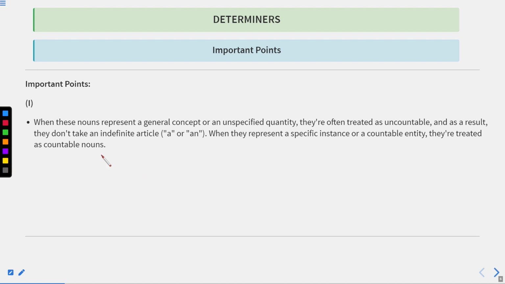Now there are several important points regarding this. When these nouns represent a general concept or an unspecified quantity, they are often treated as uncountable, and as a result, they don't take an indefinite article a or an. When they represent a specific instance or a countable entity, they are treated as countable nouns. Now, this is very, very important. We are going to elaborate this in this session and in future slides.